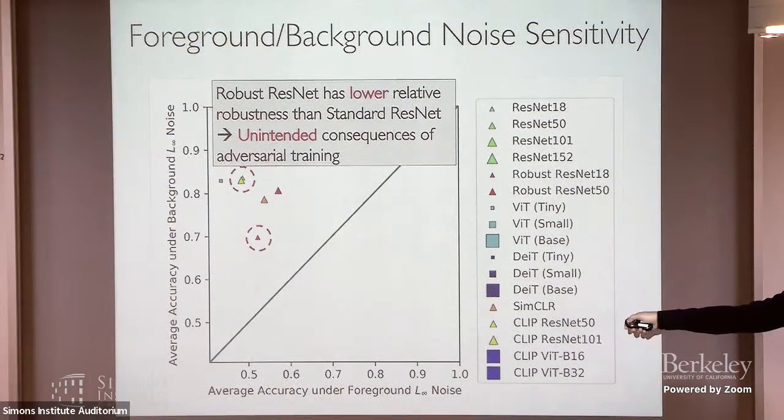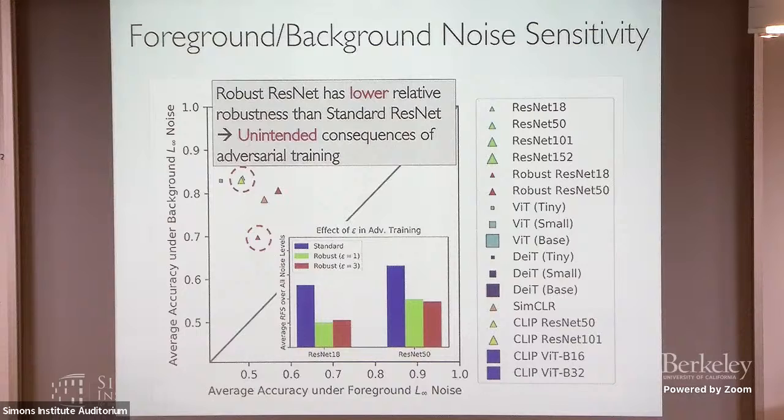This little red triangle is the robust ResNet. And this green one is the clean ResNet. And we see that the robust ResNet actually has lower relative robustness compared to the clean ResNet. It means that it uses background more than the foreground compared to the regular ResNet, which is somehow counterintuitive because when you think about robustness, the robust model should somehow use more core and foreground features. This is exactly the opposite way. We have some hypotheses why this is the case, but this is an unintended consequence of adversarial training. And this is not just because of the hyperparameter. We tried different hyperparameters, even different ResNet structures, the same thing happens. It is not a cherry-picked experiment.